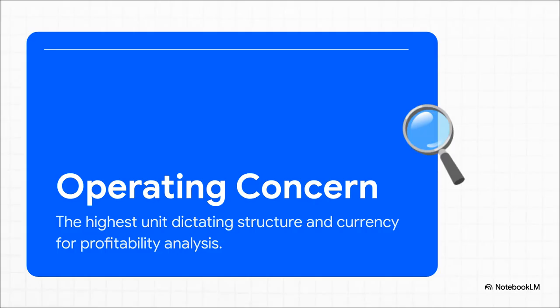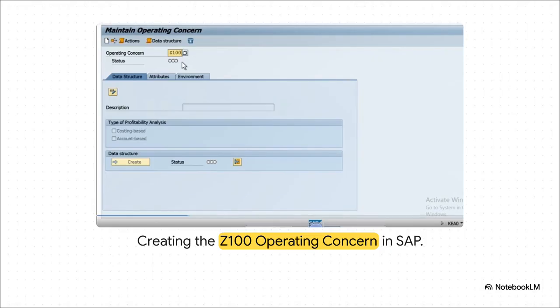Okay, before we even think about configuring a single data point or rule, we've got to pour our metaphorical foundation. You can think of the operating concern as the master universe where all of your profit and loss data is eventually going to live. It absolutely dictates the fundamental currency and structure for how your entire company evaluates if it's actually making money. In the system, we initiate this whole process by staking our claim with a unique identifier. Setting up something like Z100 represents this brand new, custom-built reporting engine. It essentially gives us a clean slate to build upon.